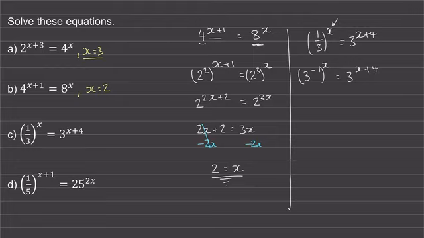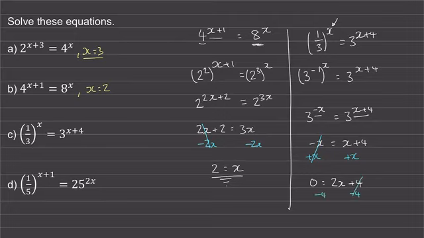So now we can use the power rule. We have 3 to the power of negative x is equal to 3 to the power of x plus 4. We can equate the two powers. So negative x is equal to x plus 4. So we can add x to both sides. These will cancel. So we have 0 is equal to 2x plus 4. We'll take away the 4 from both sides. These will cancel. So we're left with x is equal to negative 2. Okay, so do you want to try question D yourself?